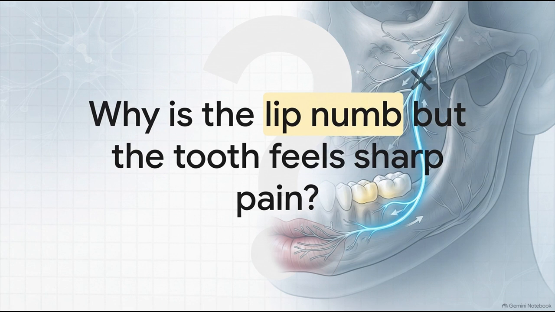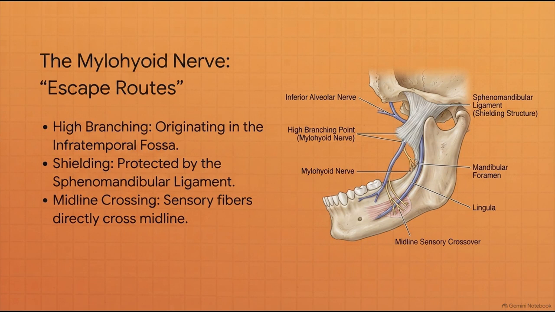Well, this scenario perfectly highlights why we have to look out for accessory innervation. The IAN is successfully blocked, sure, but some rogue nerve is feeding signals from that tooth straight to the brain. Enter the mylohyoid nerve. Historically, we've thought of this guy as just a motor nerve moving the floor of the mouth. But the research tells a totally different story. It actually carries sensory collateral branches directly to the mandibular teeth, especially those first molars.